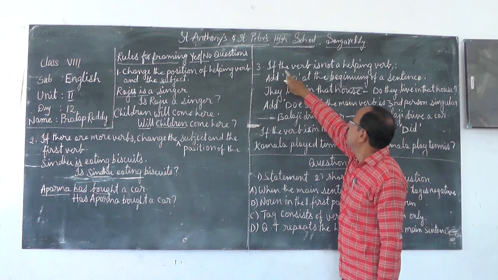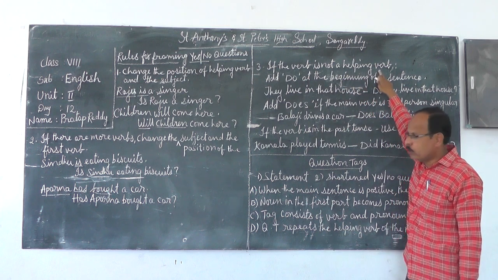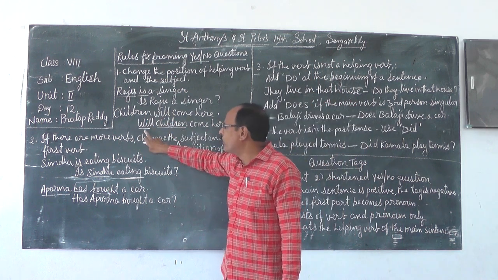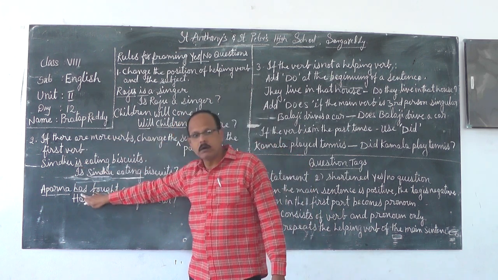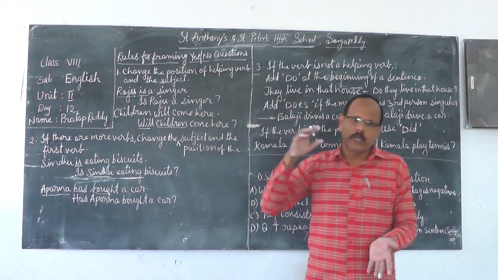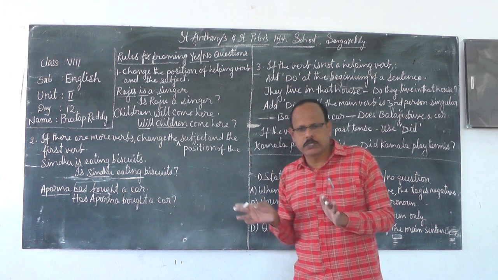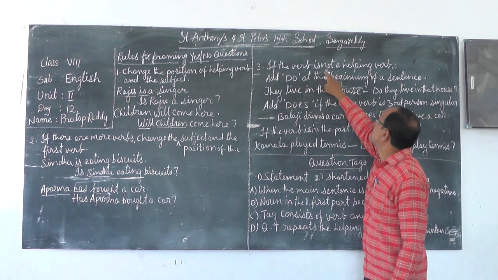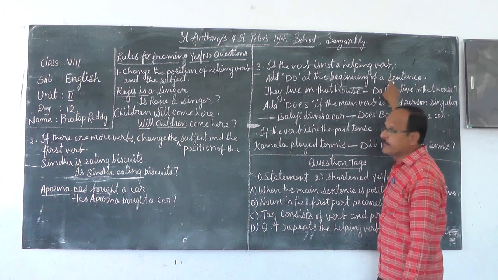Read this sentence. If the verb is not a helping verb, for example, is, it is a helping verb. Will, this is also a helping verb. Has is also a helping verb. But in many sentences you get only the main verb and not the helping verb, not the auxiliary verb. In such cases, how to frame yes/no questions? If the verb is not a helping verb, add do at the beginning of the sentence.